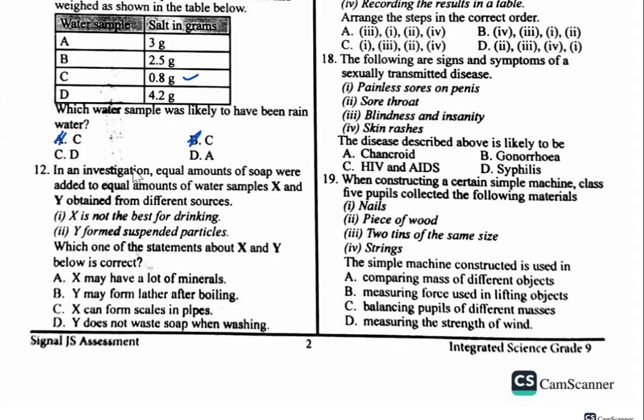So from this information, Y formed suspended particles. This means that this is hard water. The suspended particles, we call it the scum. So this is hard water. This one, X, is not the best for drinking. So this is soft water. And the reason is because it lacks the minerals, the magnesium and calcium ions, which make the bones and the teeth strong. So this is soft water.